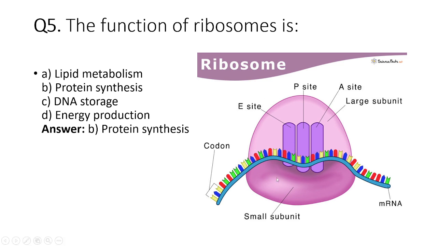Next, this is the ribosome structure. It has two units: one is the small subunit and the other is the larger subunit. It has three sites: A site, P site, and E site. It has codons, and this is called messenger RNA. All these are useful to synthesize proteins by assembling amino acids.